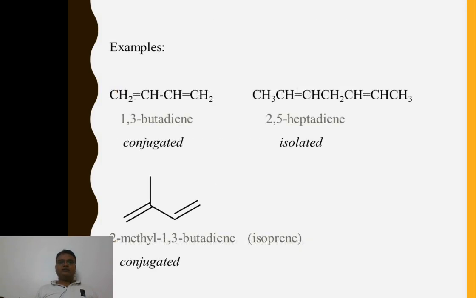These are certain examples of alkadienes: 1,3-butadiene, 2,5-heptadiene, 2-methyl-1,3-heptadiene, butadiene. In all these examples, we have multiple double bonds, two double bonds. They are separated by a single bond, or by two single bonds, or maybe they are alternate to each other.